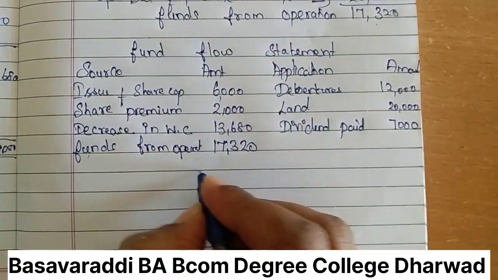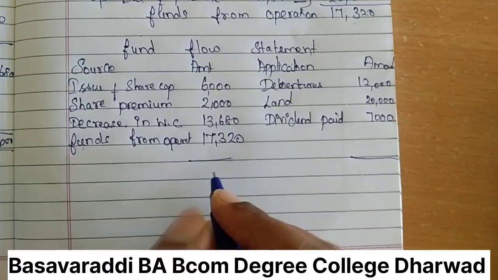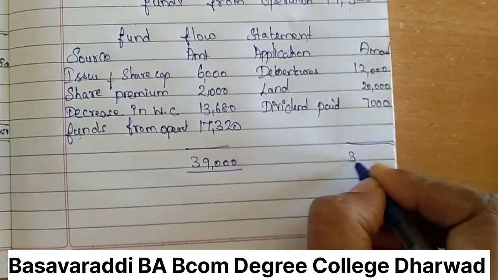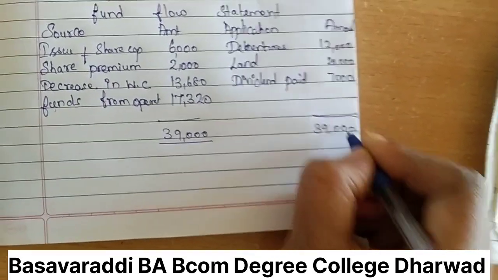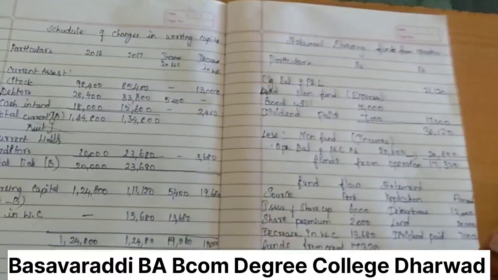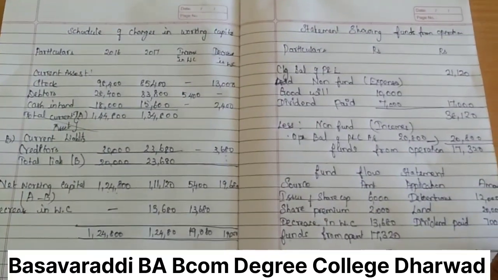17,320. So now you have to tally in both sides. 39,000. Here is also 39,000. Yes. I hope you understand. Again, I will go for one more time. You just listen to the problem.